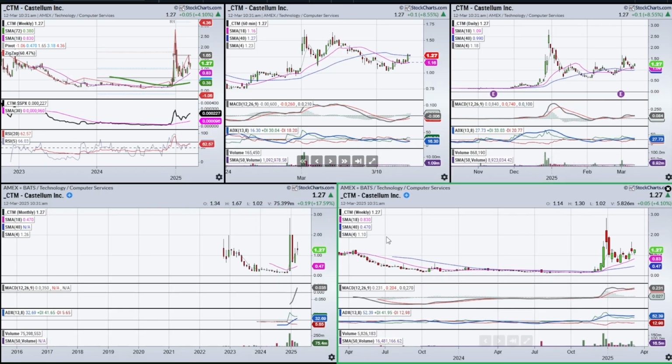But I'm a little tentative just based on the environment and the fact that tech has been taking it a little bit on the chin here. So I'd probably want to see this come back up through 165, 170 to feel a little bit more confident about what's taking place.